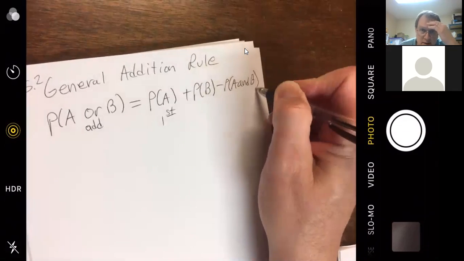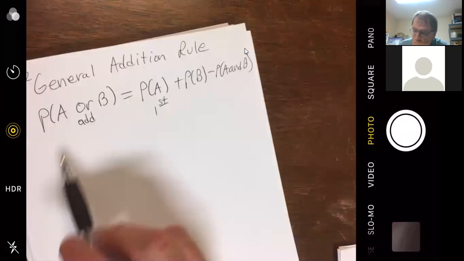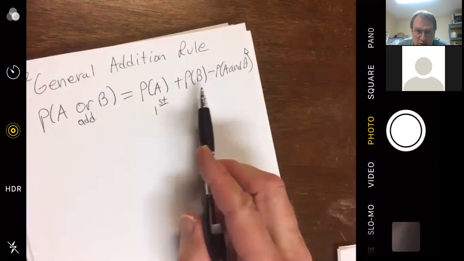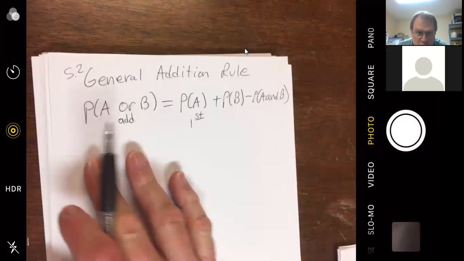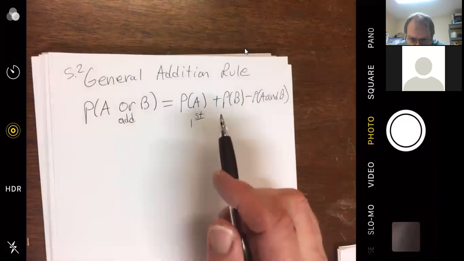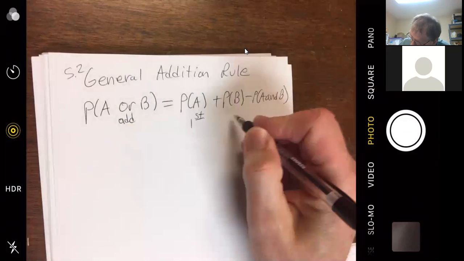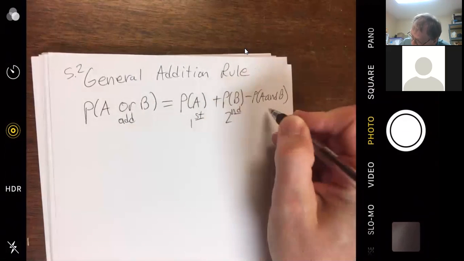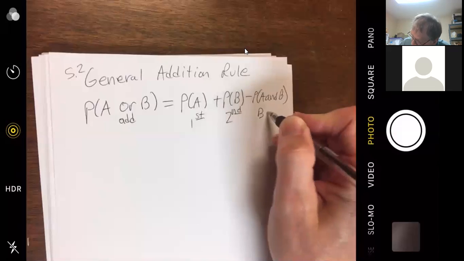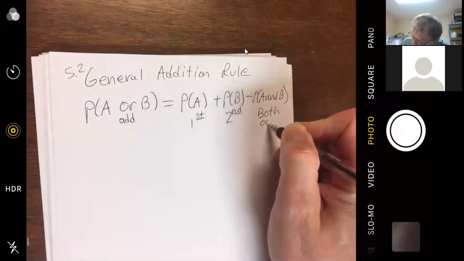Now, I made an explanation at the Monday 12 p.m. Zoom meeting. Do you want to see my explanation of where this formula comes from, or do you believe it? Yes, please. Well, what happens is, this is both occurring together.